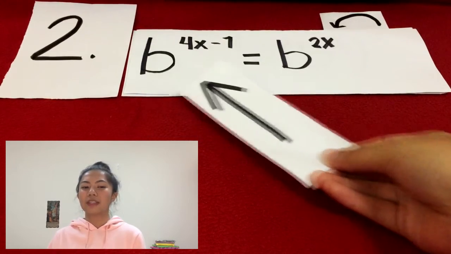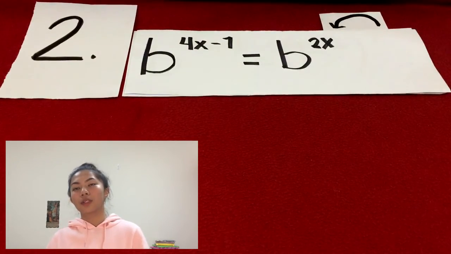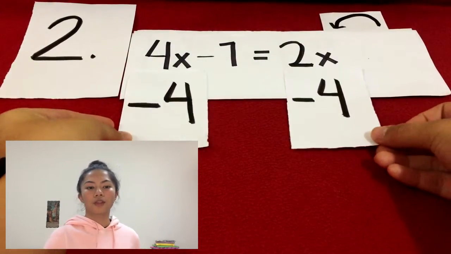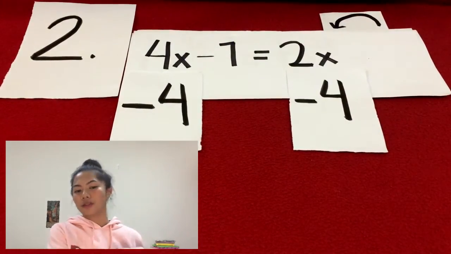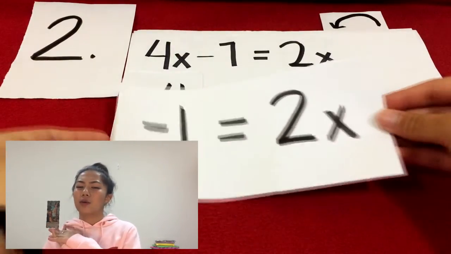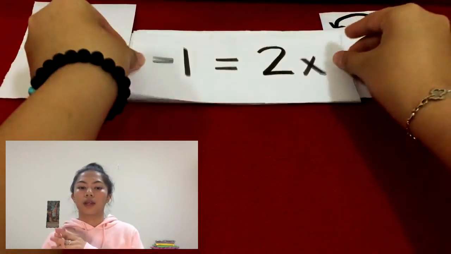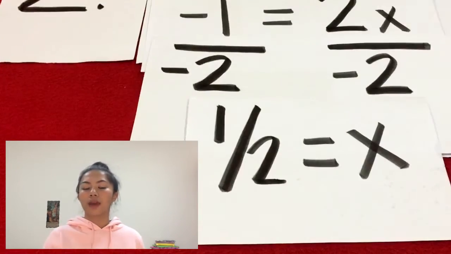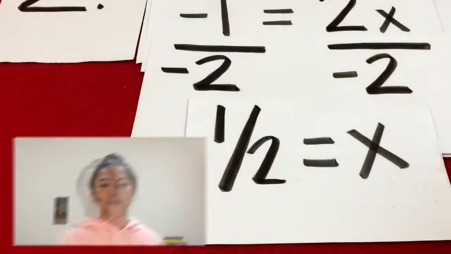Since we have a common base, we can now cross out b, which leaves us with 4x minus 1 equals 2x. So now you just have to subtract both sides by 4x, and that equals negative 1 equals negative 2x. Lastly, divide both by negative 2, and the answer is positive 1/2.